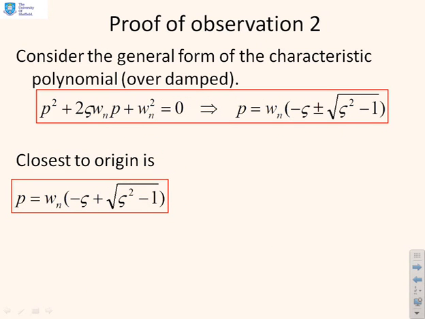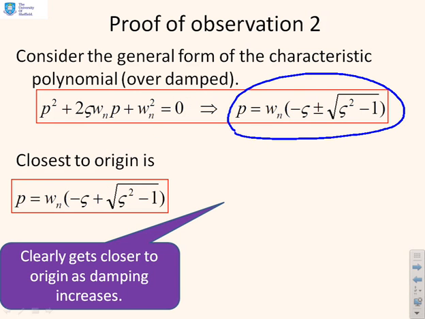Now let's look at the other example, if we're overdamped. So if we're overdamped, we're looking at poles of this form: p equals omega n times minus zeta plus or minus root zeta squared minus 1. Now, there's a plus and minus in here, so what we're actually interested in is which of these is closest to the origin. And it's very easy to show that the one that's closest to the origin is the one that has minus zeta plus root zeta squared minus 1.